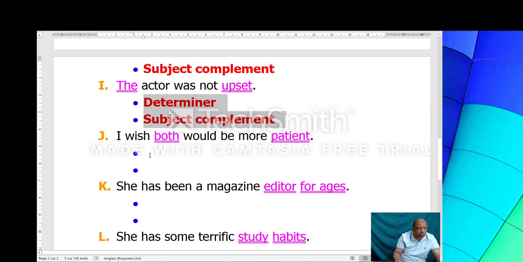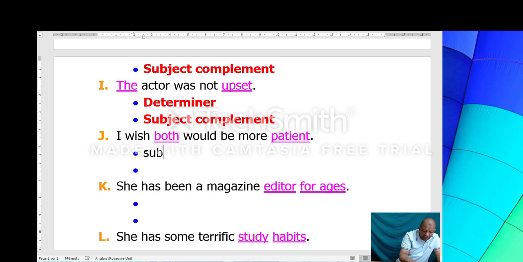I wish both would be more patient. Both is the subject of would be. In nature it is a pronoun, but in function it is a subject. Patient, also subject complement.